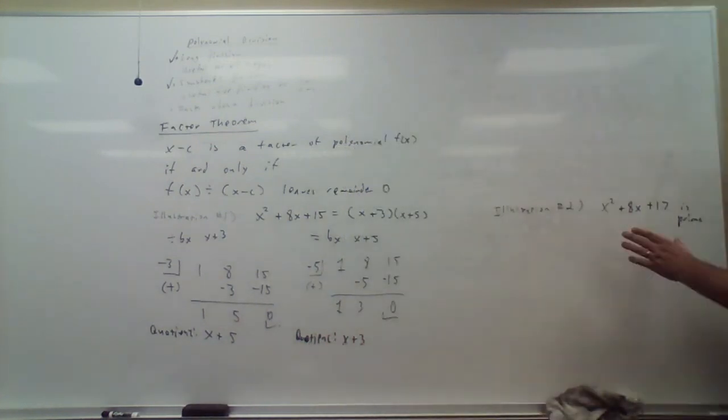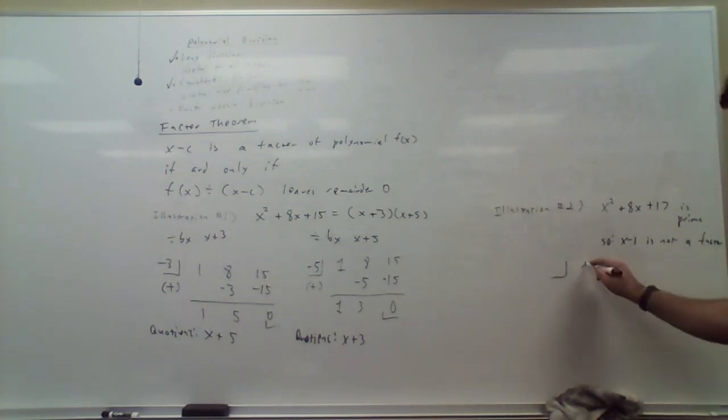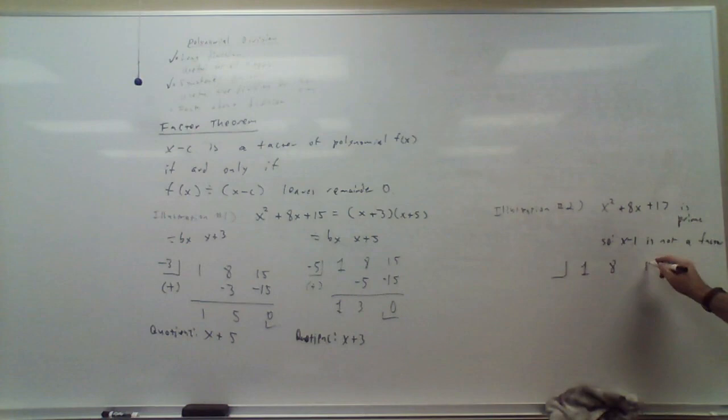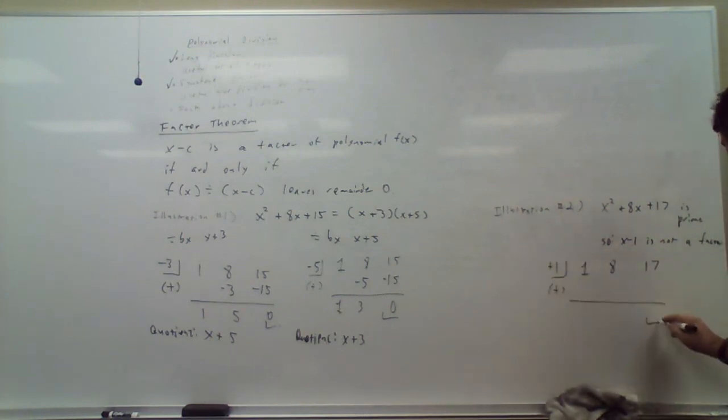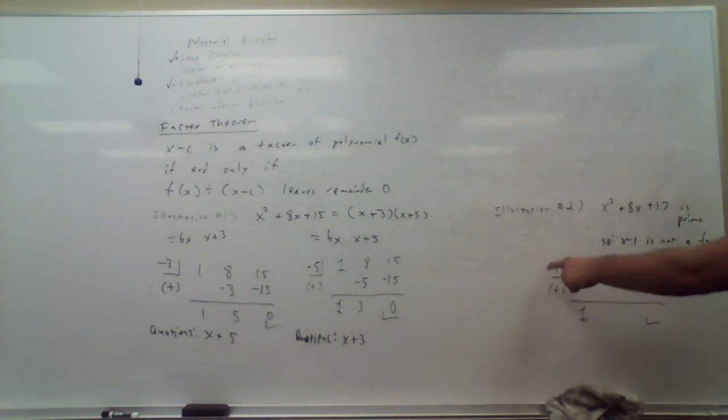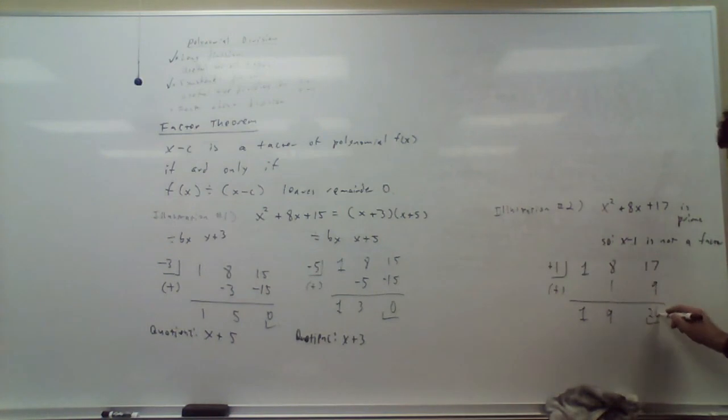Now, over here, this is common. Okay? So x minus 1 is not a factor, correct? Why did I pick x minus 1? Why not? Okay? 1, 8, 15. So the opposite of negative 1 is positive 1. Bring down the 1. 1 times 1 is 1. That's 9. 1 times 9 is 9. That's 24. Okay?